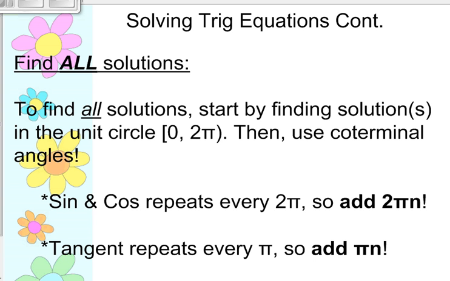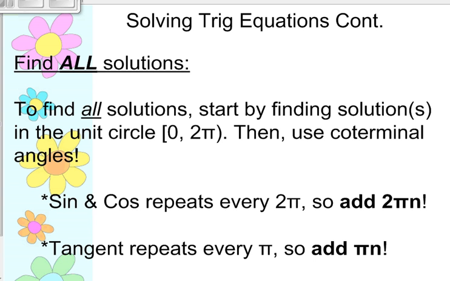So to solve for all of our solutions, we're going to start by finding the solutions that are indeed on the unit circle. And then we're going to use those coterminal angles to determine what all of them are going to be. So remember, we have to remember the period of sine and cosine, and that is 2 pi. So like for secant and cosecant, okay, they have that period of 2 pi.